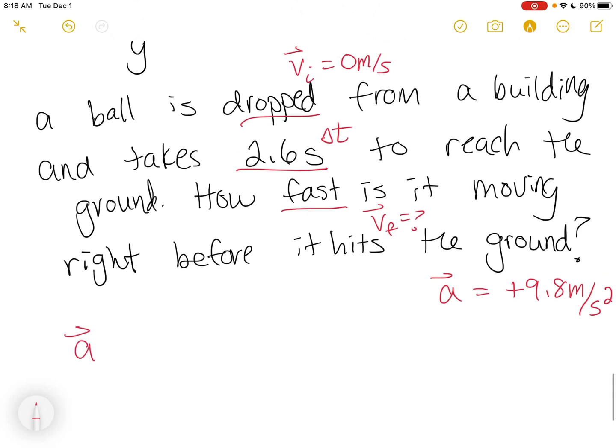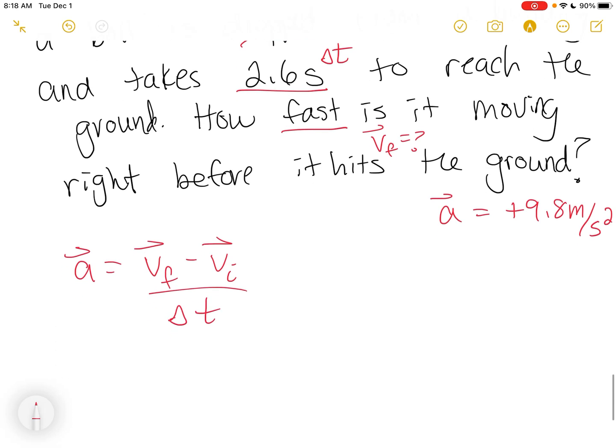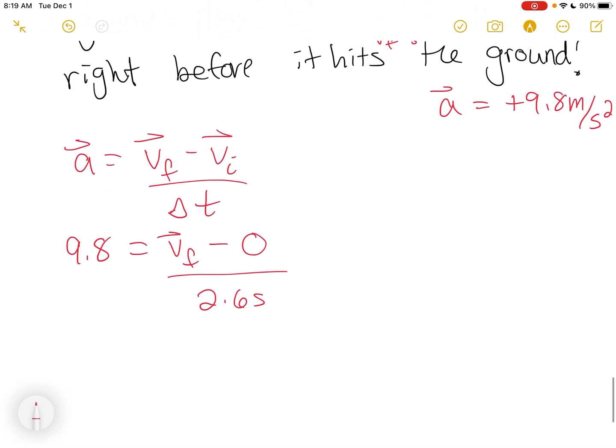So we're just going to use our formula for acceleration to calculate our VF. So our acceleration is positive 9.8, and VF we don't know, but VI is 0, and our time is 2.6 seconds. So we're going to multiply our 9.8 times 2.6, so that gets us 25 meters per second. So that's going to be our VF, and the direction for that is going to be down because the ball is moving down towards the Earth.